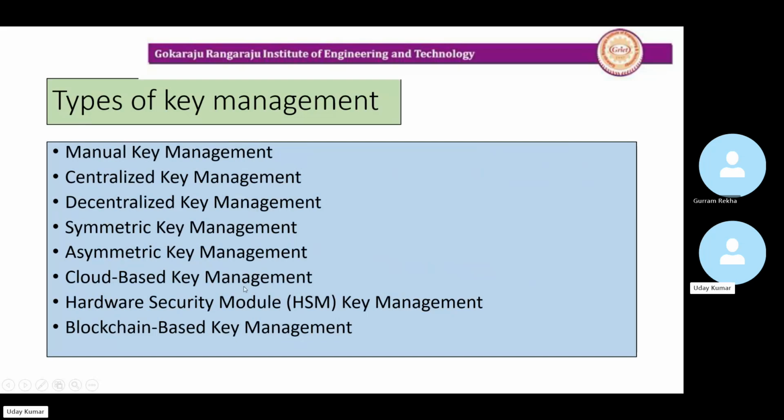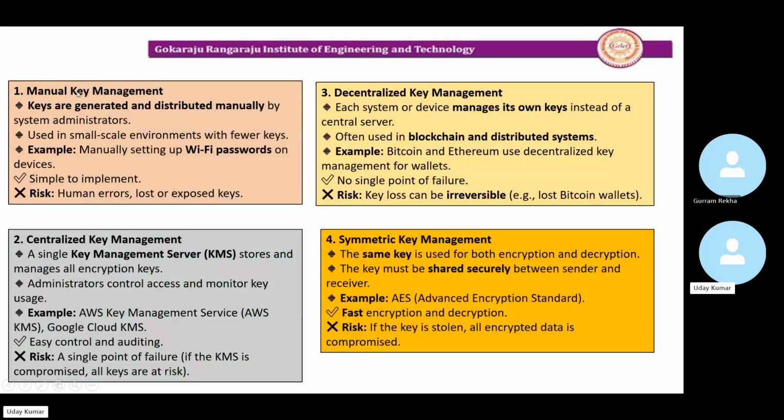So next, manual keys are keys that are generated and distributed manually. That is the Wi-Fi password, students. They are very simple to implement, but keys can be lost, right? And they can be hacked easily. Wi-Fi password. Next is centralized key.